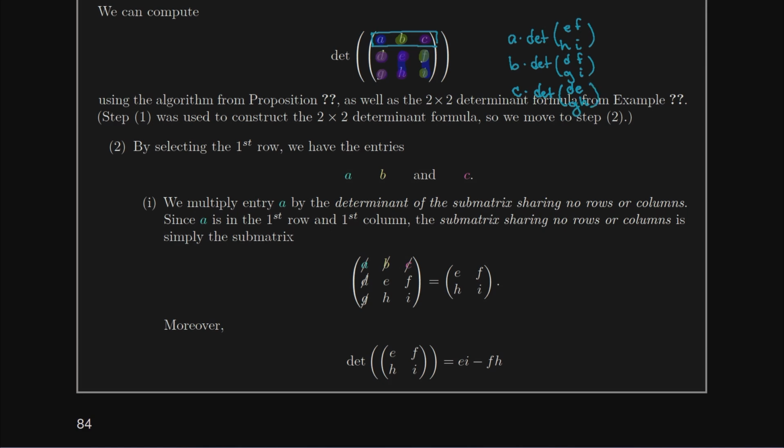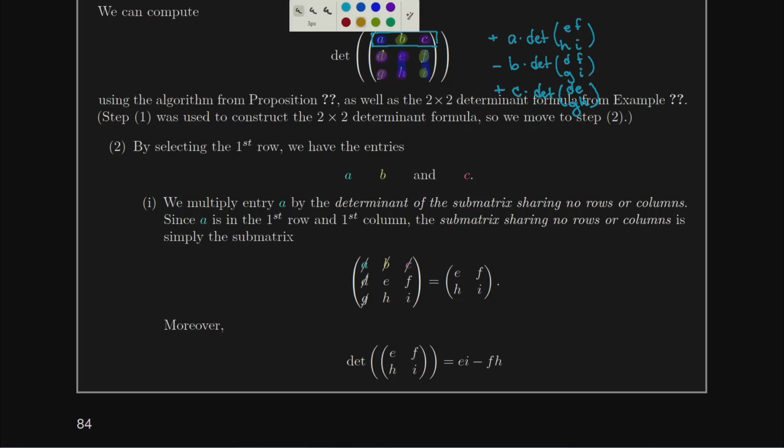And then we're going to alternate with a plus minus plus sign, and then multiply everything by -1 to the row that we selected minus 1 power. So the row we selected is still the first row, 1 minus 1 is still 0, -1 to the 0 is still 1. So if you always select the first row, you never have to do step 3. So anyway, now we've got A times the determinant of the 2 by 2, B times the determinant of the 2 by 2, and C times the determinant of the 2 by 2.